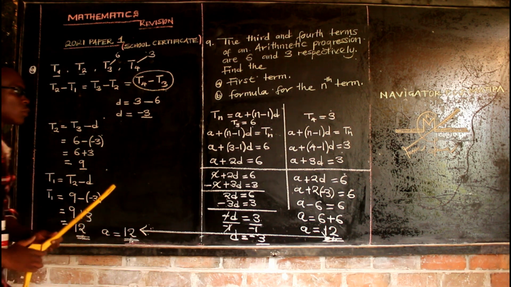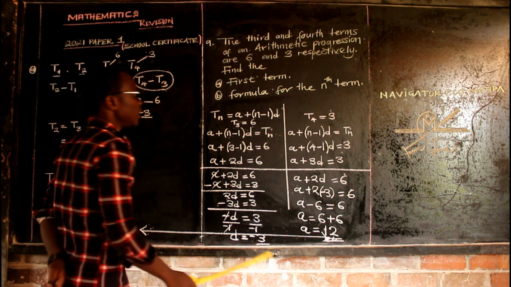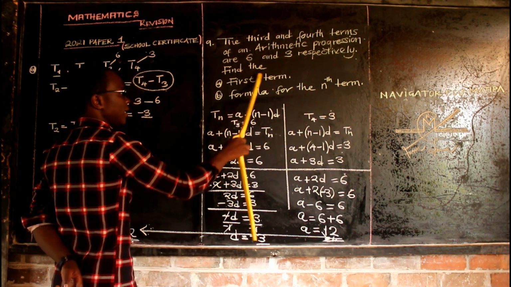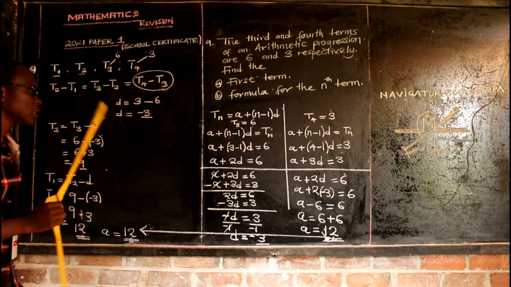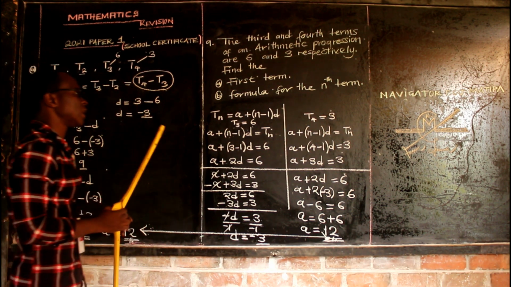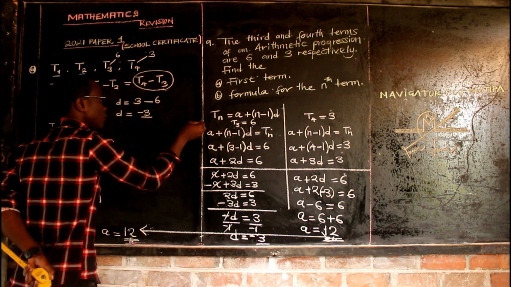So let us also answer question B of the same question. It's saying find the formula for the nth term. So they want us to find the formula for the nth term of this arithmetic progression. Let me just answer it from this side.